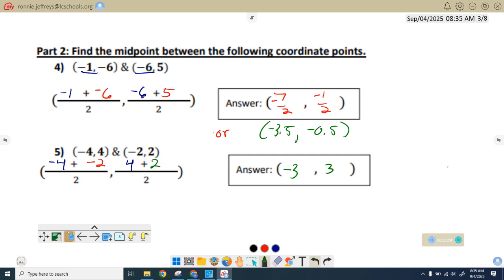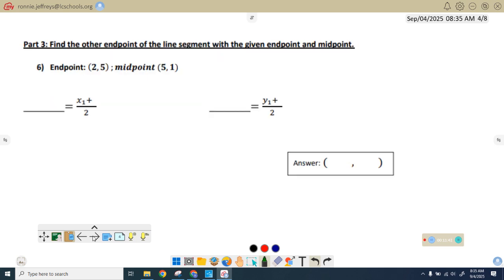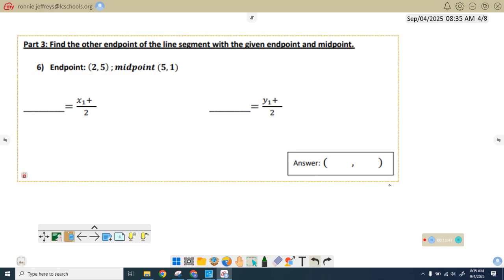Now, what we've covered so far is on the check on learning. The next problem is not on the check on learning because I did not want to put so much ibuprofen in my body to deal with the headaches it's going to cause later. Okay? So, all right. The directions say find the other endpoint of the line segment given the endpoint and the midpoint. Okay?